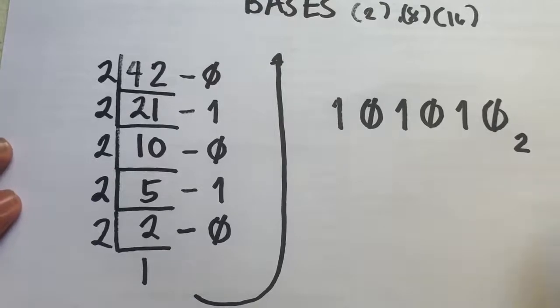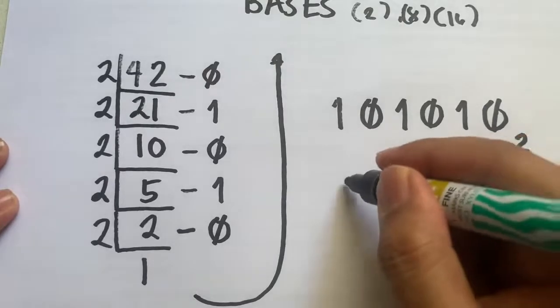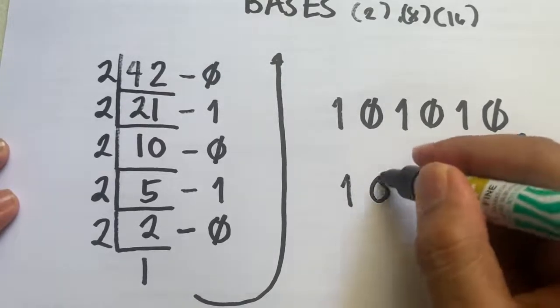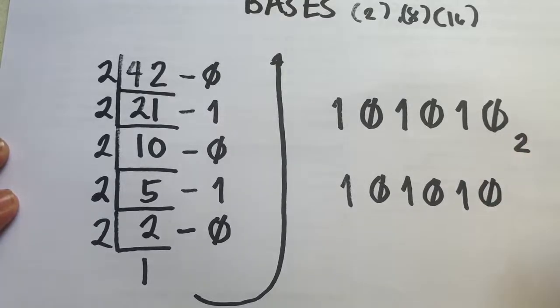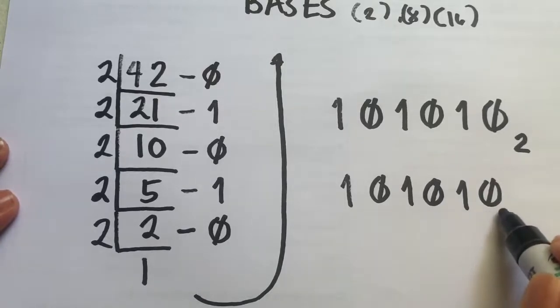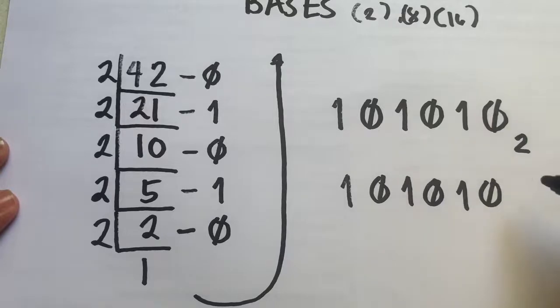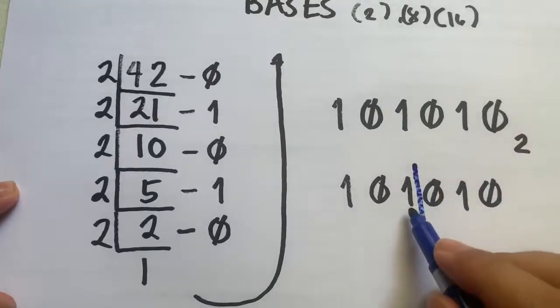Now, to convert this to octal, we simply rewrite the number 1, 0, 1, 0, 1, 0. And then we group the number by 3, since we know that an octal digit is represented by 3 binary digits. Starting from the right, we group the binary digits into 3. So we have 1, 2, 3 group, and then 1, 2, 3.